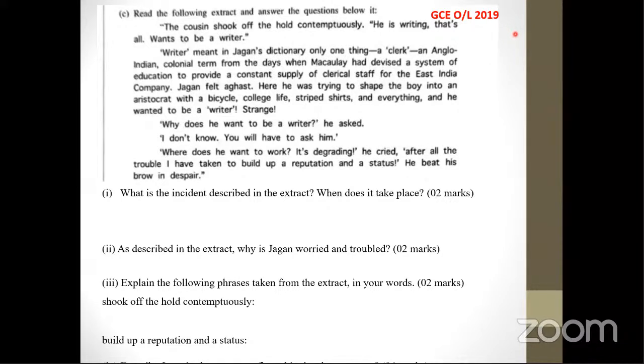Read the following extract and answer the question. Sometimes you might have answered, but it's good practice to try again. Give it a try again. Remember, practice makes you perfect.